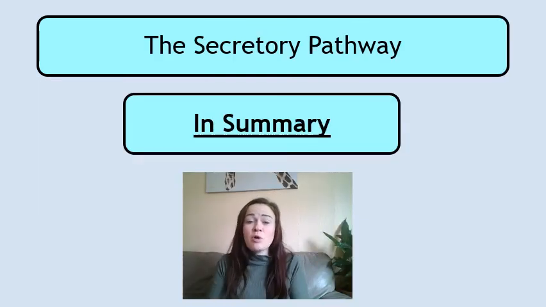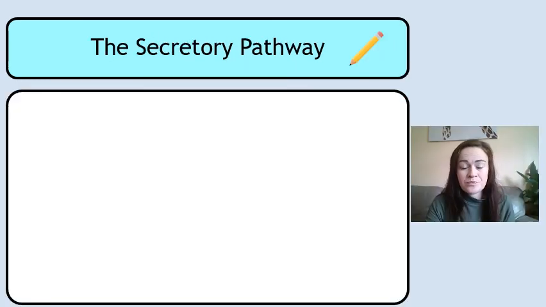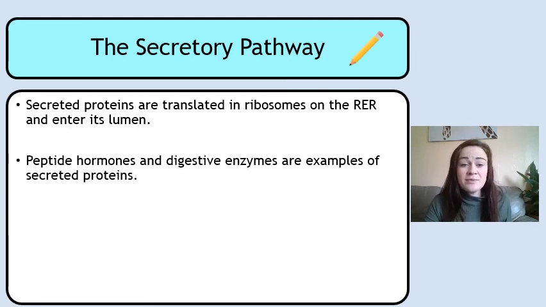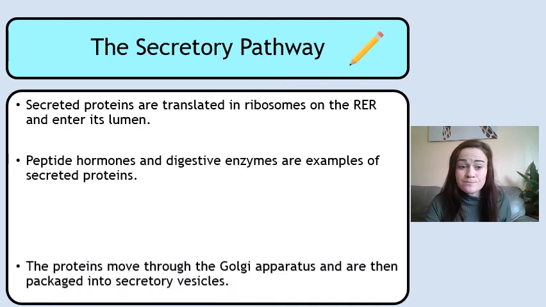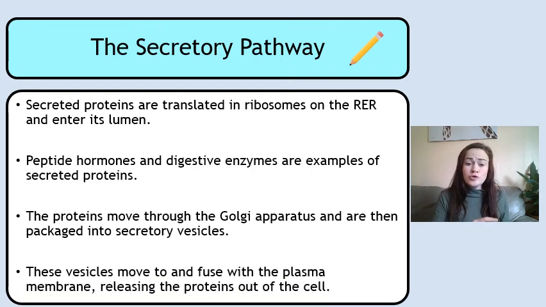I'm just going to summarise what we've talked about in terms of the secretory pathway. As before, feel free to pause and take notes if you need to. Right, secretory pathway. Secreted proteins are translated in the ribosomes, just like everywhere else, on the RER, and then they enter the lumen. Peptide hormones and digestive enzymes are examples. The proteins are going to move through the Golgi apparatus, and then they're packaged into secretory vesicles. These vesicles move to and fuse with the plasma membrane, releasing the proteins out of the cell.